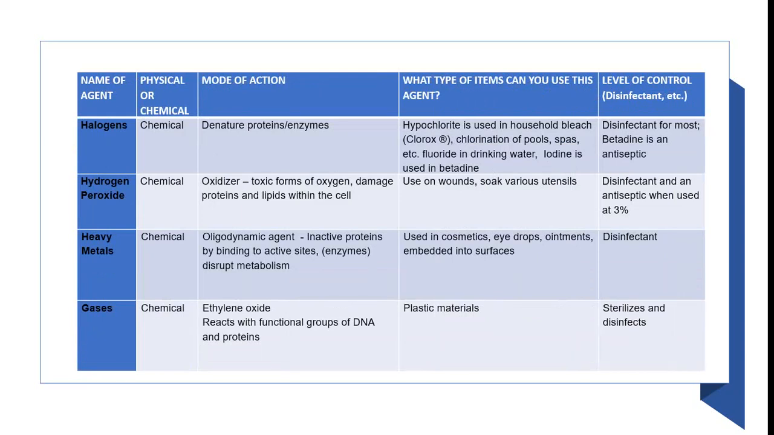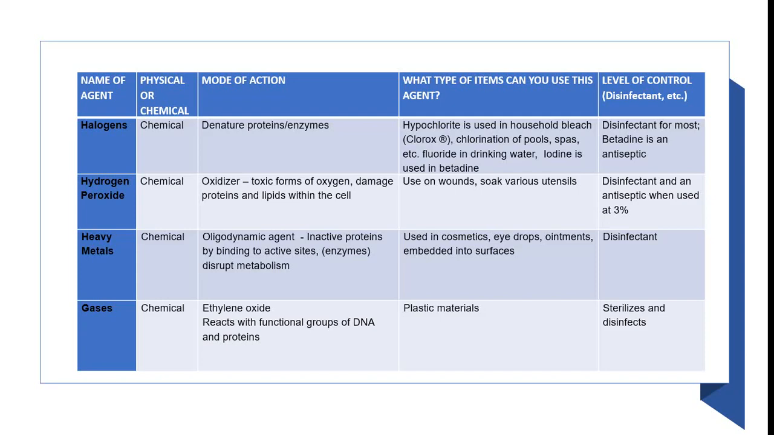Okay. Back to our list, if you will. So the halogens get their name because of the halogen group in the periodic table. It's going to contain chlorines, fluorines, iodines. They are very powerful disinfectants and are used quite frequently as water purifiers. So how do they work? They work by disrupting proteins and enzymes, which means they're going to disrupt metabolic processes. They are considered to be disinfectants with the exception of betadine, which is going to be an antiseptic.